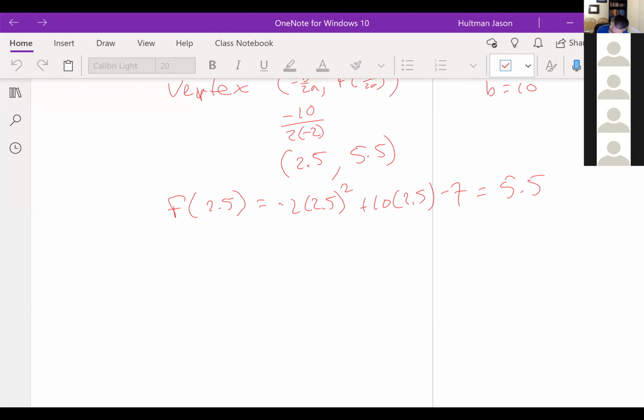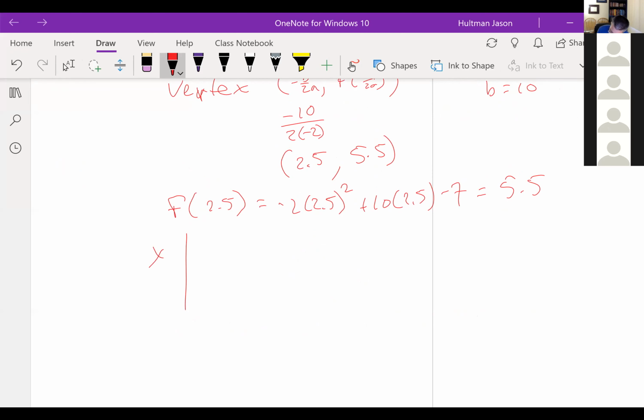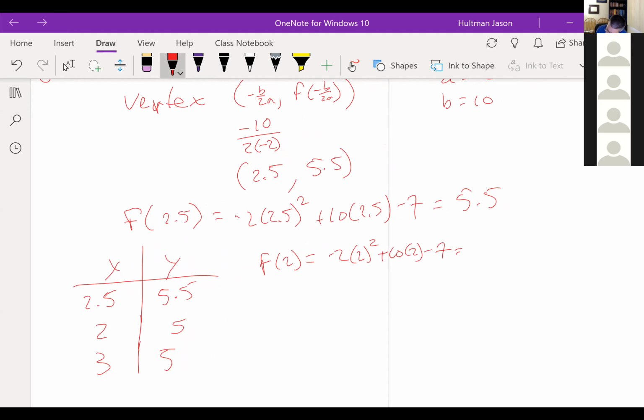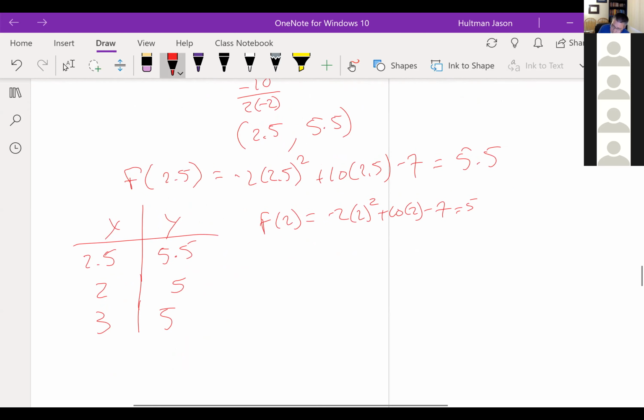Okay, so we're going to go X and Y. At 2.5, we already know it's 5.5. At 2, we're going to be at 5. If we plug this in, f of 2 is negative 2 times 2 squared plus 10 times 2 minus 7, and we get that to be equal to 5. If I plug in 3, I get the exact same thing.